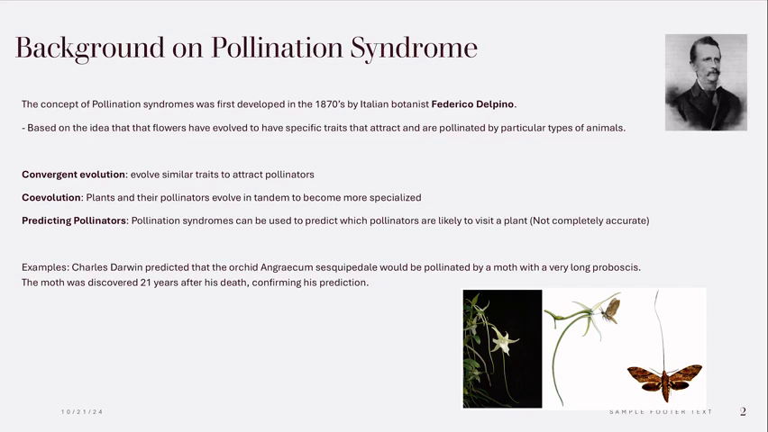An example of this is Charles Darwin. He predicted that the orchid would be pollinated by a moth with a very long proboscis, which was like a tongue, and the moth was discovered 21 years after his death, which confirmed his prediction.